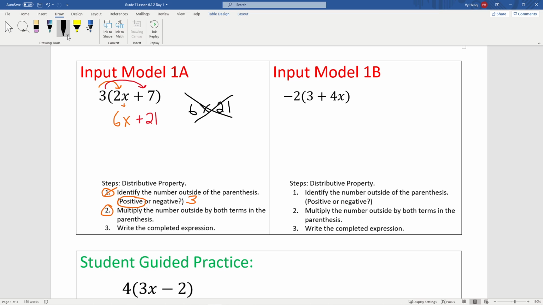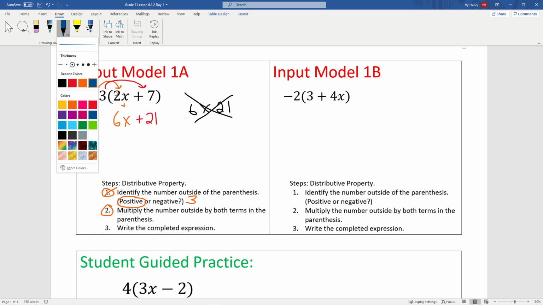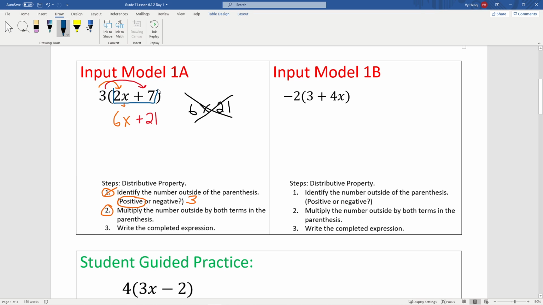Again, if you want to box it to see how we got that, you just put a line after a variable and a line after the constant, and you see 3 times 2x is 6x, and 3 times positive 7 is positive 21. Now it says write the complete expression. We already did that. Here it is, the complete expression.